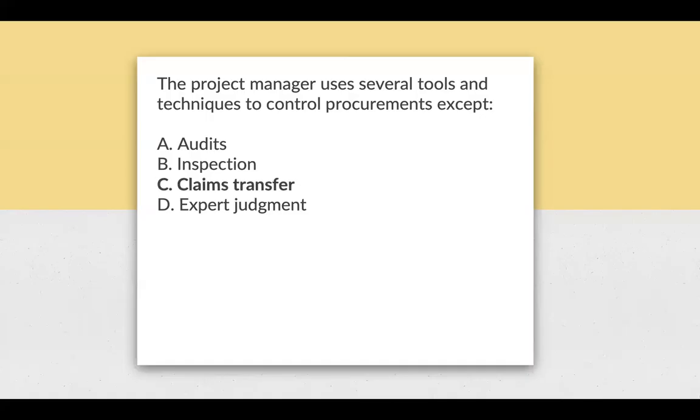So the answer is claim transfer. Claim transfer for dispute resolution is a technique used to resolve disagreements or claims after they have occurred, typically during the close project or close procurement processes. It is not a tool used for monitoring or controlling performance during contract execution.